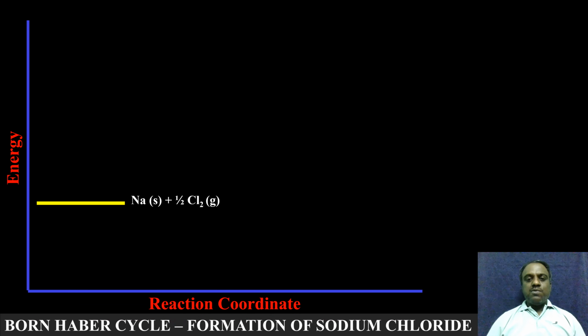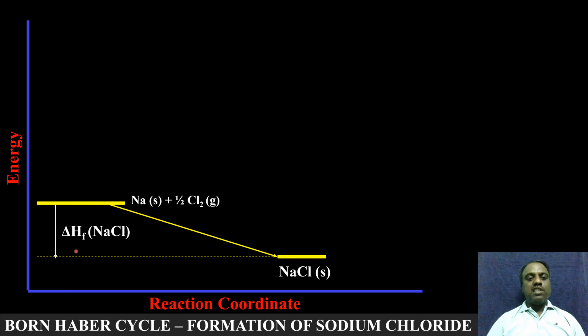For the formation of 1 mole of sodium chloride, it requires 1 mole of sodium solid and 0.5 mole of gaseous chlorine molecule. And the enthalpy involved in this process is known as the formation enthalpy of sodium chloride, as mentioned here. Now let us discuss how this sodium solid and chlorine gaseous molecule react to form solid sodium chloride by means of various steps. In the first step, the sodium solid is sublimed to sodium gas by receiving the sublimation energy. Look at this, the solid is converted into gas.